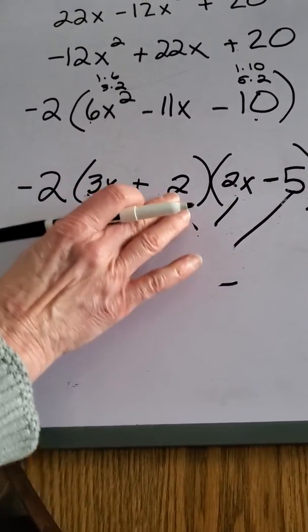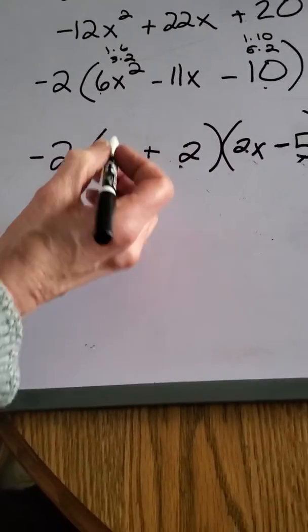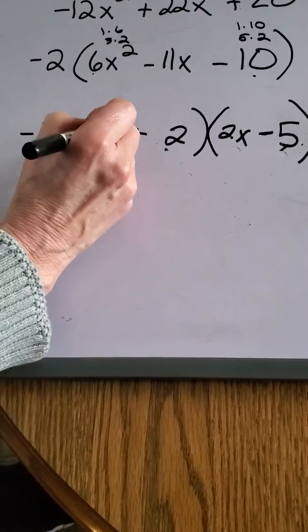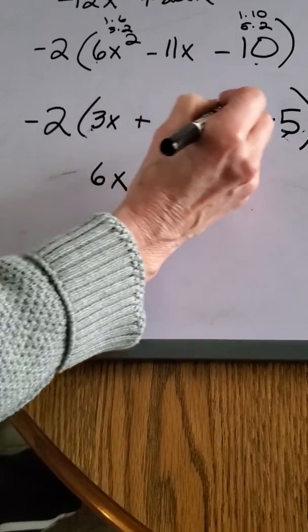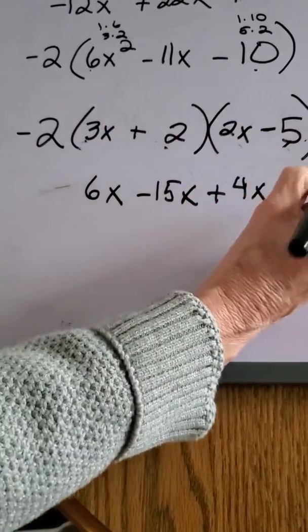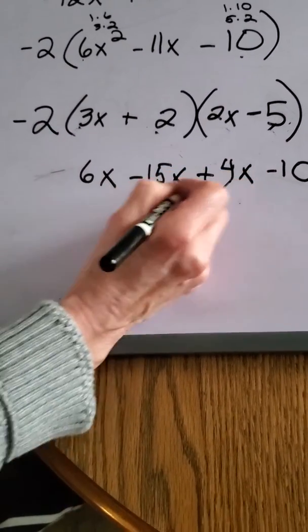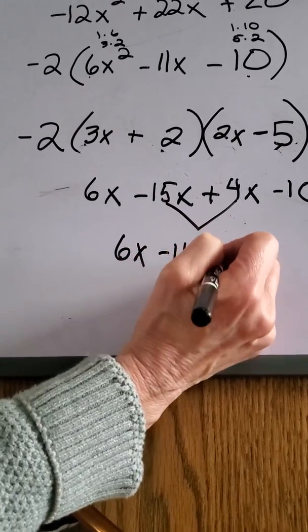Let's use our FOIL method to double check to make sure we factored correctly. 3x times 2x is 6x squared. 3x times negative 5 is negative 15x. 2 times 2x is 4x. And 2 times negative 5 is negative 10. Combining the like terms, I get 6x squared minus 11x minus 10.